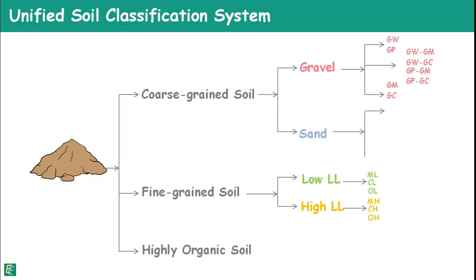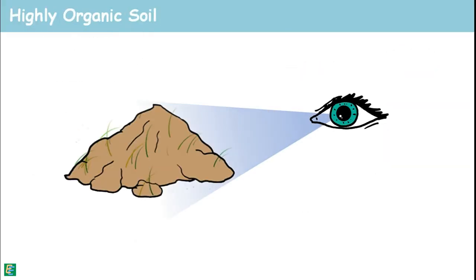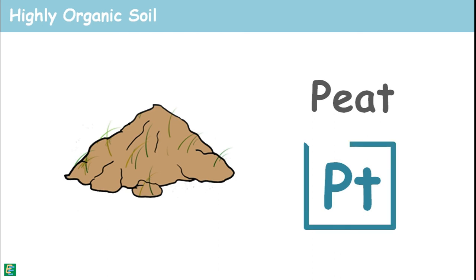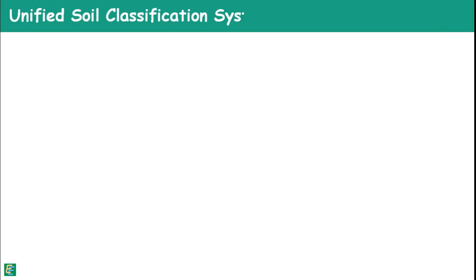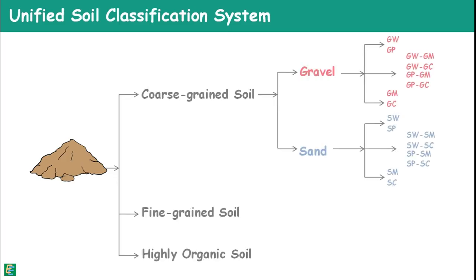Lastly, the third category unified system defines is highly organic soils. We can identify them by simply looking at them. These soils are termed as peat and are designated by the symbol PT. These soils are not subdivided. And now we can complete our unified soil classification system chart.